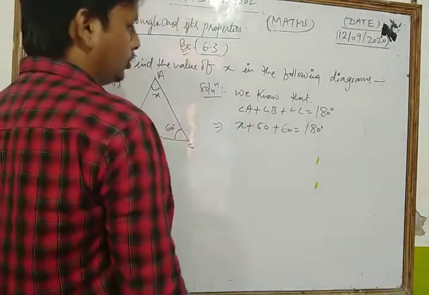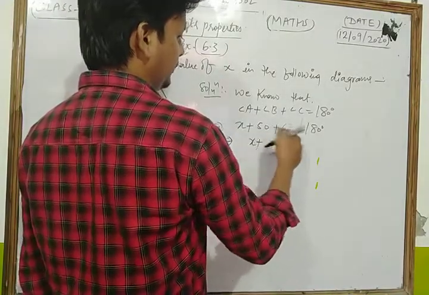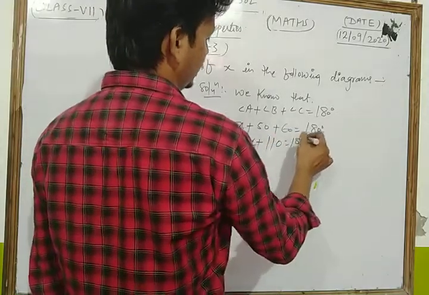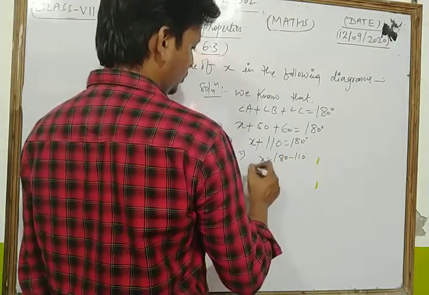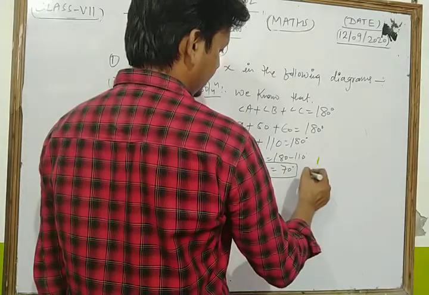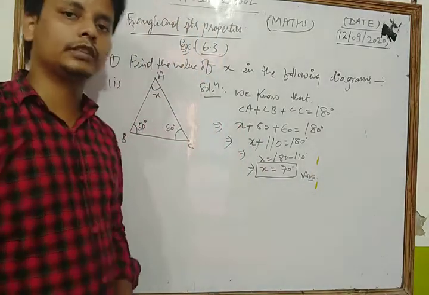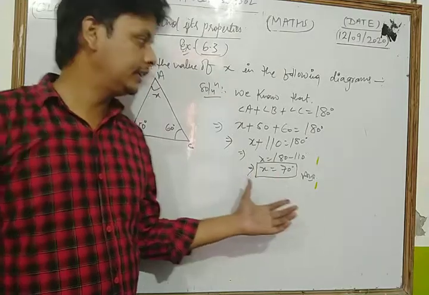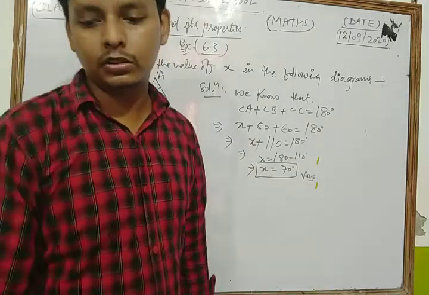Now what do I do? Look, we have x plus 50 plus 60, that is 110, is equal to 180. So the value of x is equal to 180 minus 110. So the value of x is 70 degrees. In this way, this is your final answer. So, dear students, you can solve each and every question of your NCERT exercise 6.3 based on the angle sum property of the triangle in this way. Now we take some other questions.